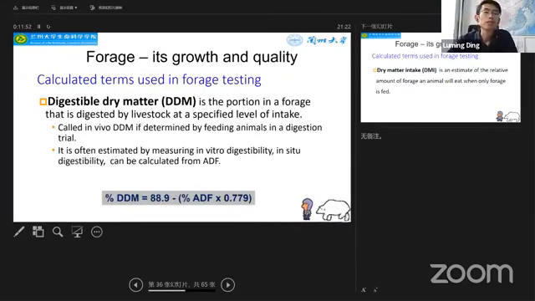Digestible dry matter, DDM, is the portion of the forage that is digested by livestock at a specified level of intake. It is also called in vivo digestible dry matter if determined by feeding animals in a digestion trial. It is often estimated by measuring in vitro digestibility, in situ digestibility, and it can be calculated from the ADF content by the following formula.